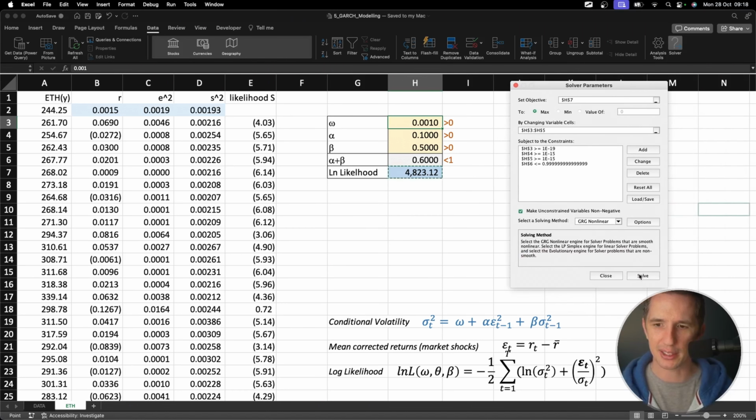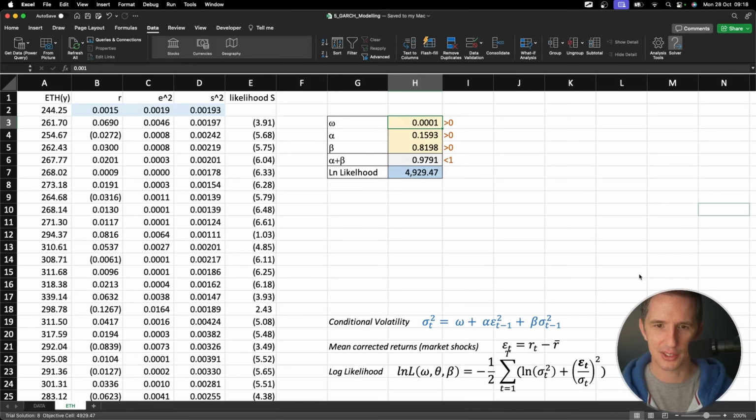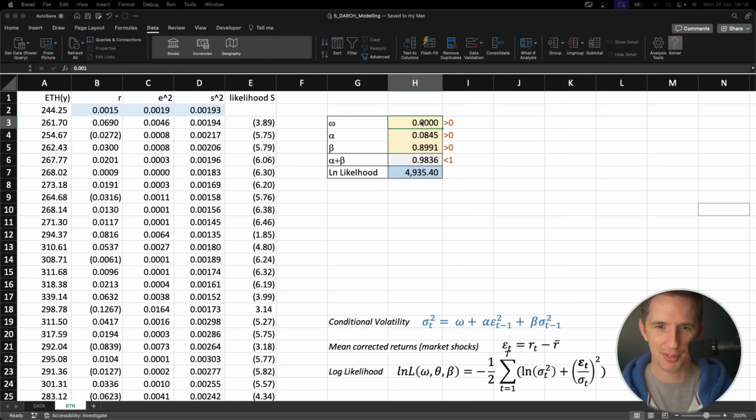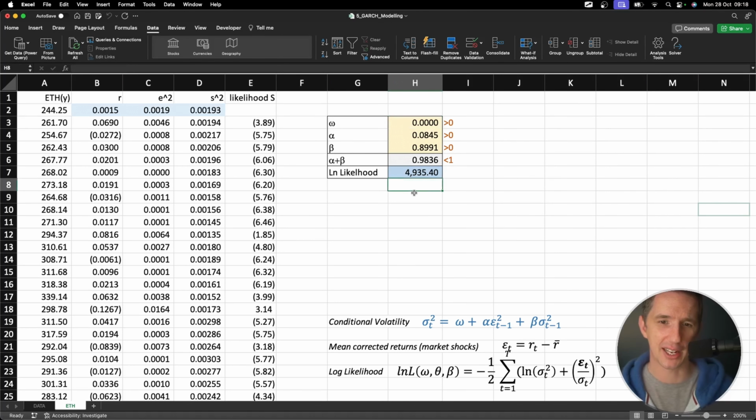Now let's go ahead and click solve and see if it can find the optimum parameters. Okay, it's working over here. You can see the numbers changing here live, and they look like they're converging to some fairly reasonable numbers. This looks good to me. Now let's hit OK. So what is this telling us first and foremost?